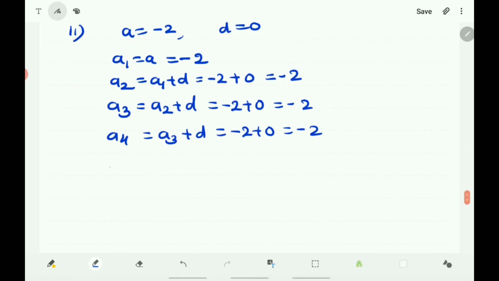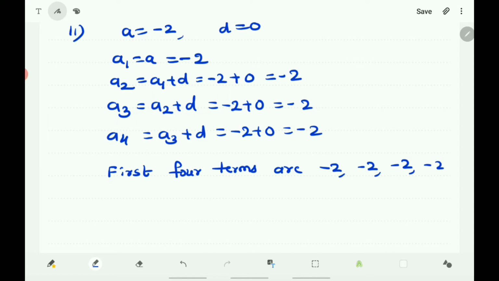So the first four terms are, here as D is 0, all the terms are the same. They are minus 2, minus 2, minus 2, minus 2. Then you take the third one.